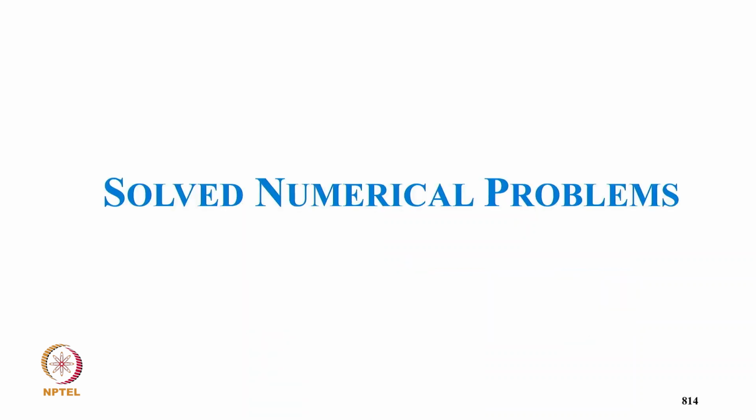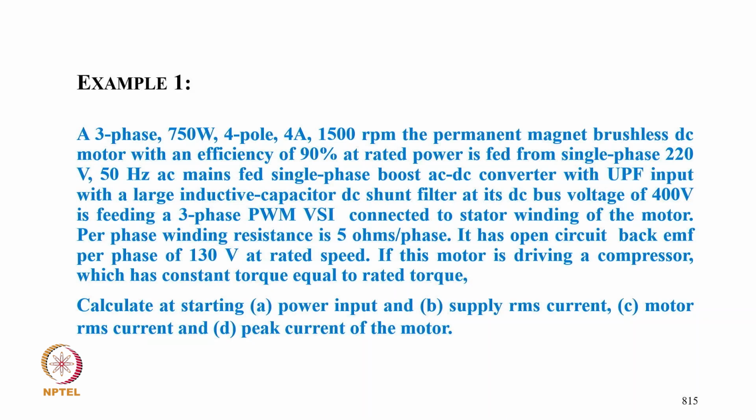Now coming to the solved numerical problems. So example 1: a 3-phase 750 watt, 4 ampere, 1500 RPM brushless DC motor with an efficiency of 90% at rated power is fed from a single phase 220 volt 50 Hz AC supply through a single phase boost AC-DC converter with unit power factor, with a large inductance and capacitor DC shunt filter at the DC link of 400 volt, feeding a 3-phase PWM VSI connected to the stator winding of the motor, with per phase winding resistance of 5 ohm per phase.